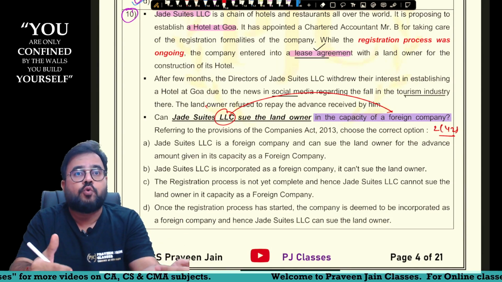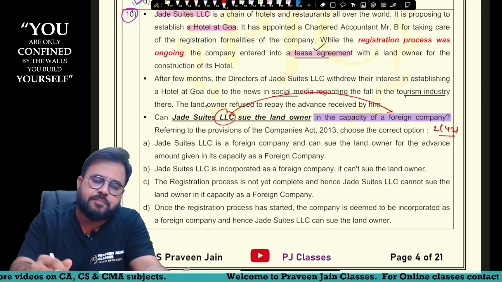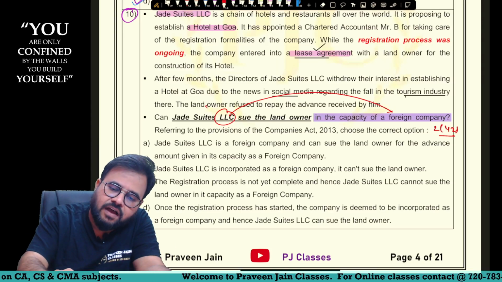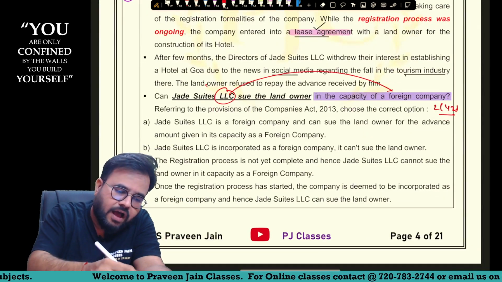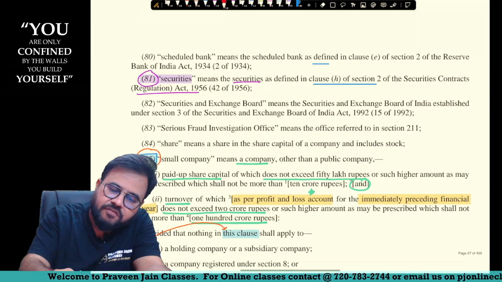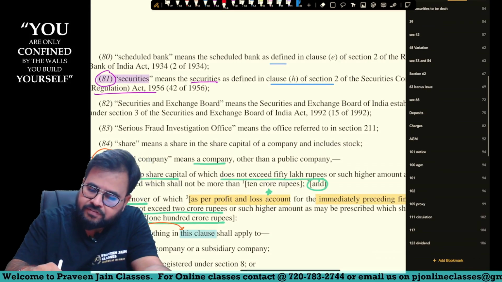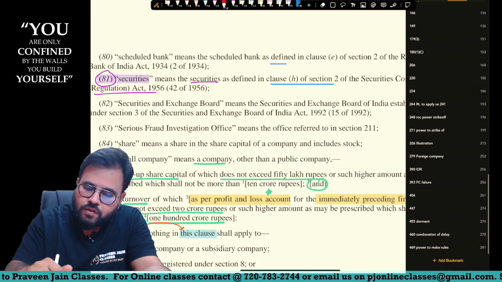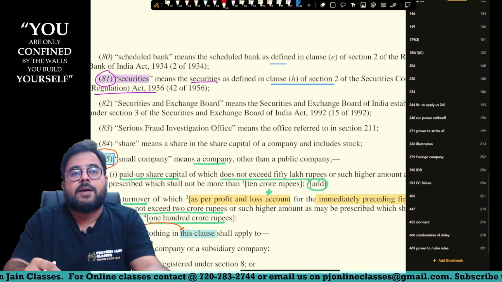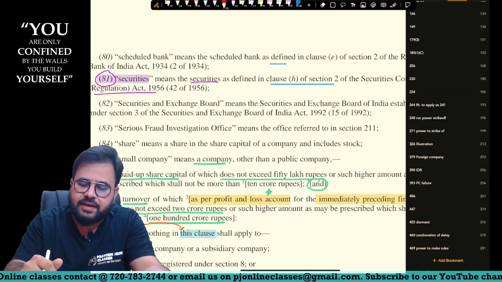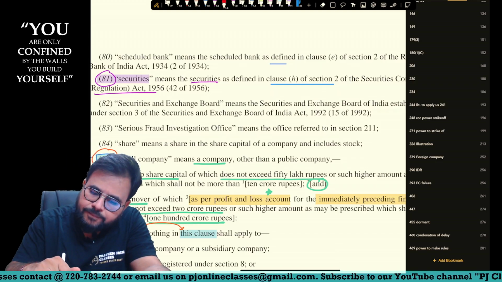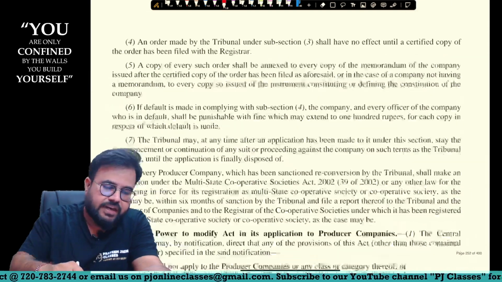But can I say to do business transactions, registration is a must. Did they do the registration? The answer is no. So again, is this allowed? Can they sue? The answer is no. So let's confirm this with our Companies Act provisions, sir. As you might be knowing, sir, the foreign company chapter is chapter number 22. It starts from section number 379 and it ends on 393A.